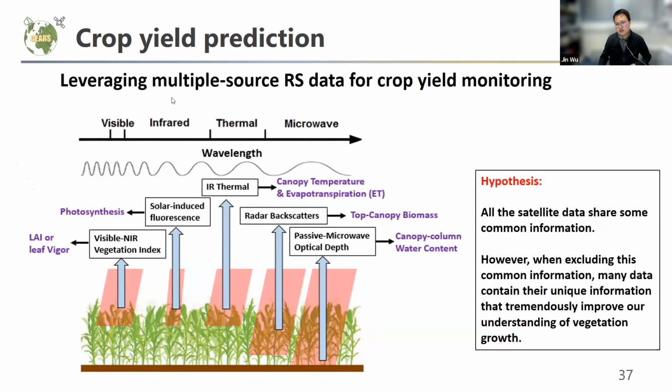So the general hypothesis here is that we have data collected from different sources of remote sensing, right? Some are really good at, for example, detecting leaf area index and leaf vigor. Some are really good at monitoring plant photosynthesis. Some are really good at monitoring regular evapotranspiration. And they will definitely share some similar signal, but they can also complement each other. And whether we can integrate them together to help solve the crop yield monitoring problem or not.